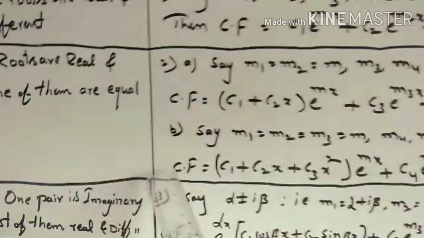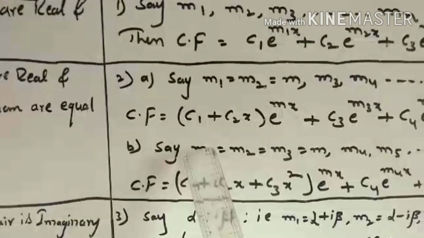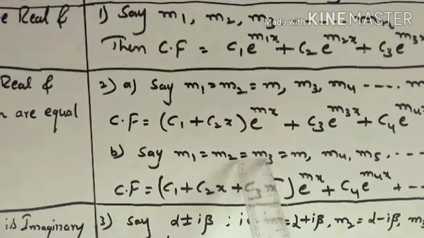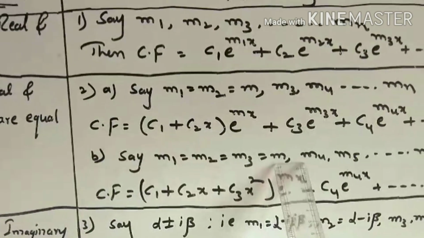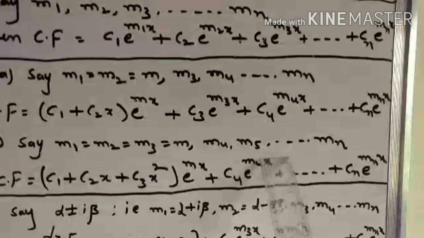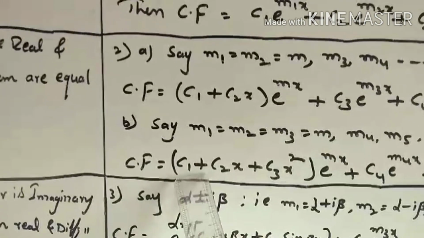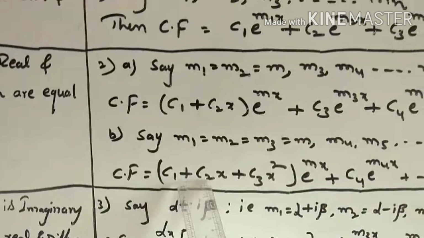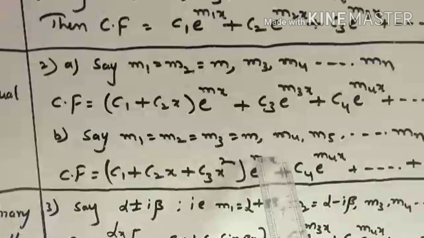Okay. In the second case, see the second point, say m1 is equal to m2 is equal to m3 is equal to m. What am I taking here? 3 roots equal, and the rest of them are real and different. If 2 roots are equal or 3 roots are equal, it is the same process. So what is the complementary function? c1 plus c2x plus c3x square into e to the power of mx.